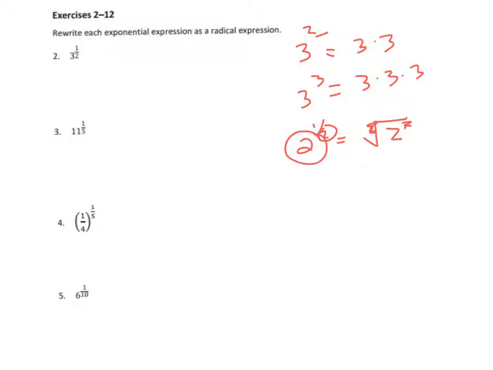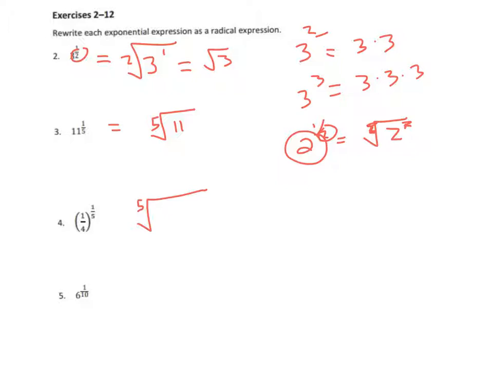So that's square root. So let's apply that to this here. If I'm going to the half power, I'm really doing 3 to the first power. But then the denominator's a 2, so I take the square root of that. So the bottom line is, I'm not going to write the 2, I'm not going to write the 1, the square root of 3 is my answer. I do this one here on 11. You guys should get the idea. What do I do with 11? It goes to the first power, which is just 11, but it's the fifth root. The denominator is going to tell you the root. Now this one here, I'm going to do the fifth root of 1/4. Okay?